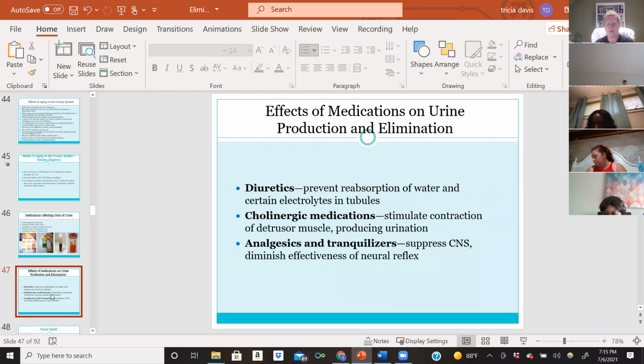All right, so diuretics, we know that diuretics prevent the reabsorption of water and certain electrolytes in the tubule. So it helps us get rid of all the excess water that we have, so we can't reabsorb it. We have cholinergic medications which stimulate the contraction of that detrusor muscle and they produce urine. And then we have certain analgesics and tranquilizers which suppress our CNS system and they diminish the effectiveness of the neural reflex. So whenever we suppress our CNS system, everything is going to be suppressed. GI function, GU function, breathing, everything is going to be affected.